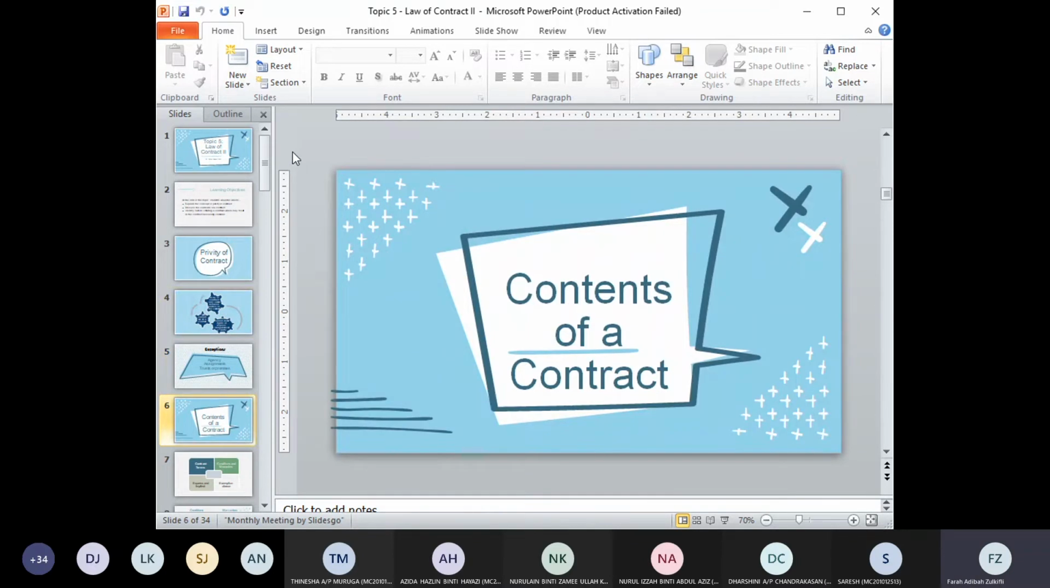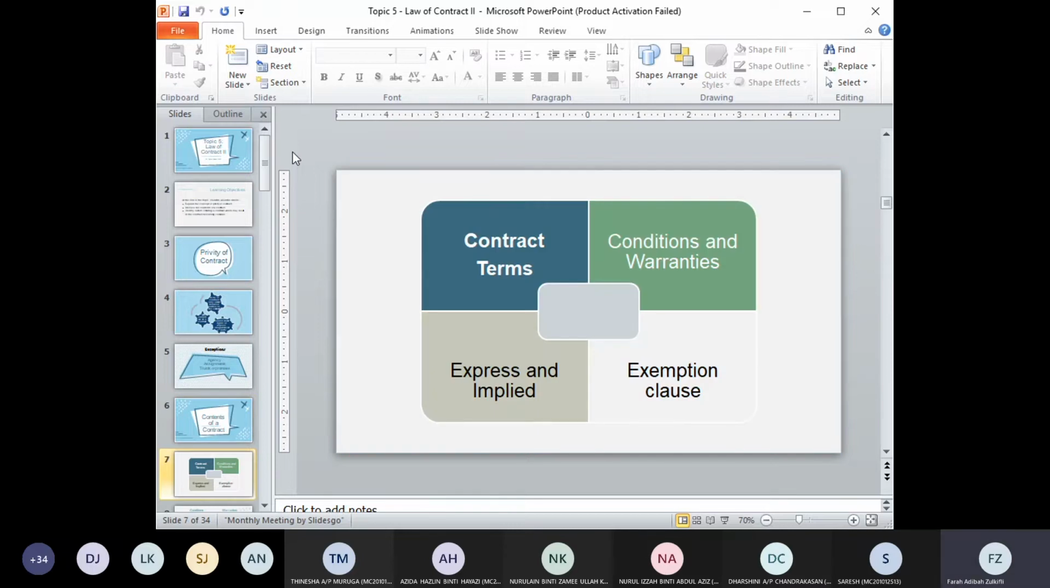It's not very important actually, but we'll continue with the more important part of the topic, which is the contents of a contract. In a contract, there are many terms. There are many clauses in a contract. Some of the terms are what we call conditions. Some of the terms are what we call warranties. And we also have express terms. But there are also some terms which are implied into a contract. So the term is actually not in the contract, but it can be implied into a contract. So when you sign a contract, it is presumed that you also agree to these implied terms.